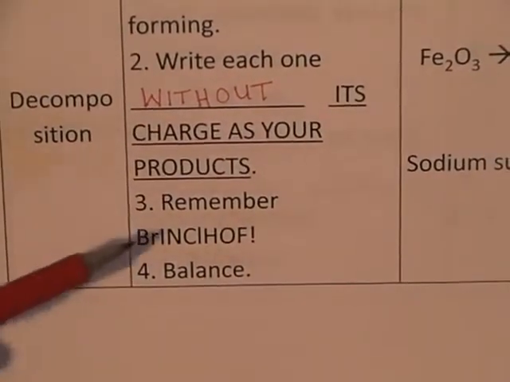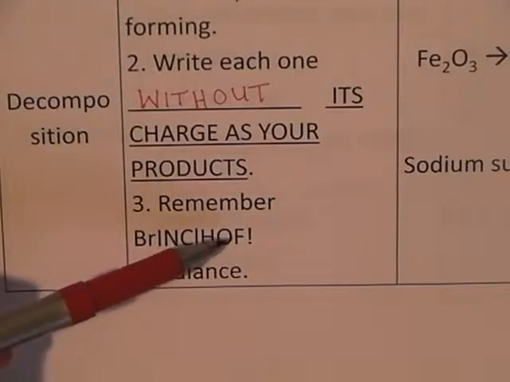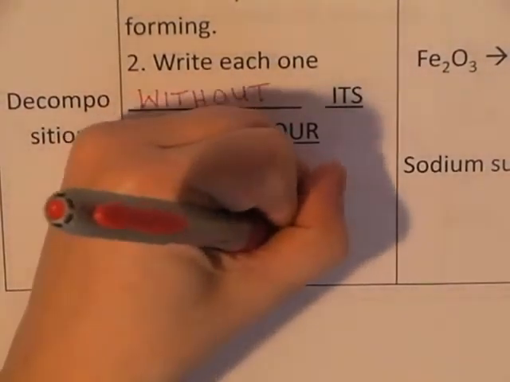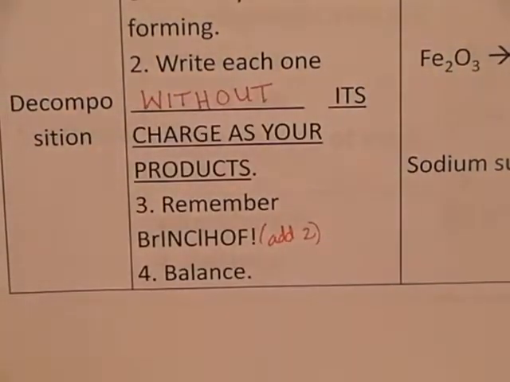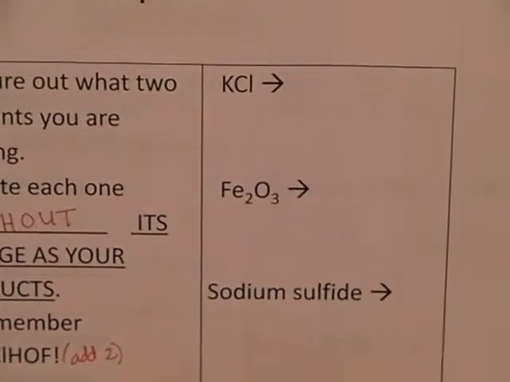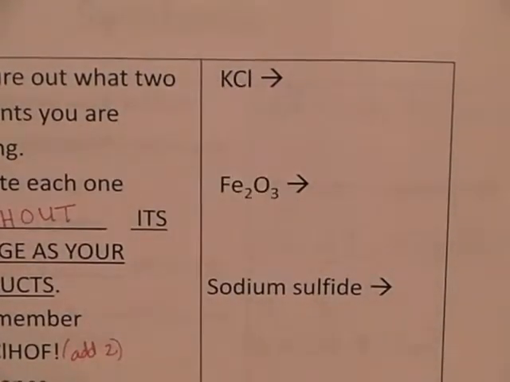Third step, remember to check for Brinkelhoff. If you have bromine, iodine, nitrogen, chlorine, hydrogen, oxygen, or fluorine, make sure you add a 2. And if you want to write that in there, you can add a 2 to any one of those and then balance it when you're done. Okay, just like we've been doing. You have to balance every reaction we do. All right, so first one, we're given KCl. We know that's potassium chloride. What is that going to break down into?